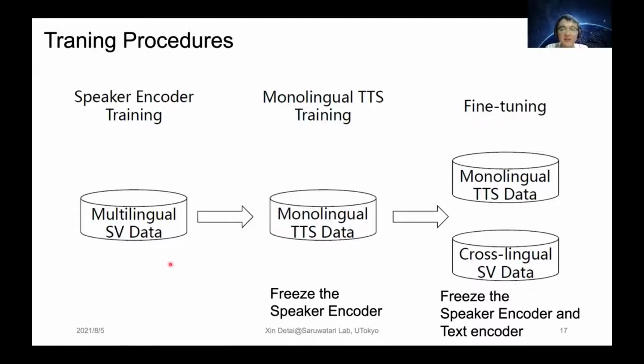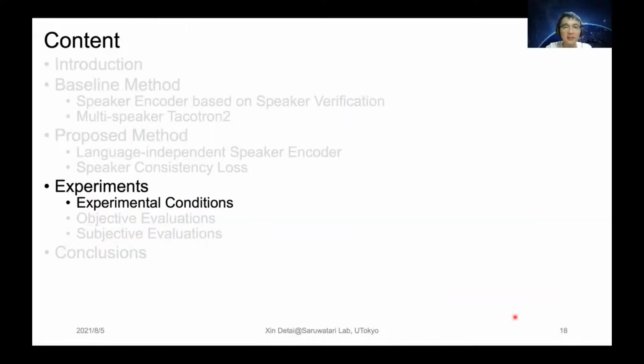This figure illustrates the training procedure of the proposed method. We first train a speaker encoder based on multilingual speaker verification. Then we train a TTS model using monolingual speech data. In this stage, the parameters of the speaker encoder are frozen. Finally, we use both the monolingual and cross-lingual data to fine-tune the TTS model. In the fine-tuning stage, we freeze the parameters of the text encoder of the TTS model and the speaker verification model.